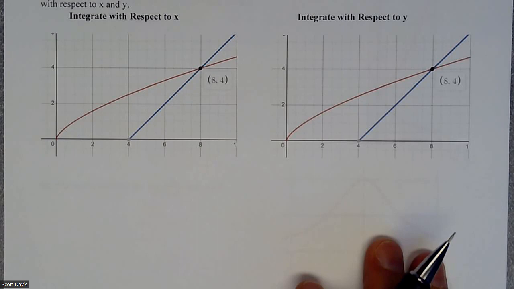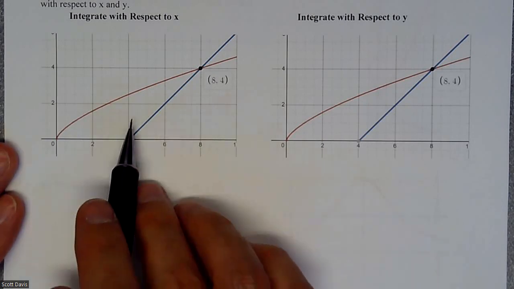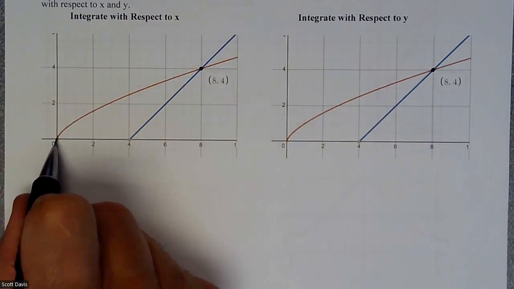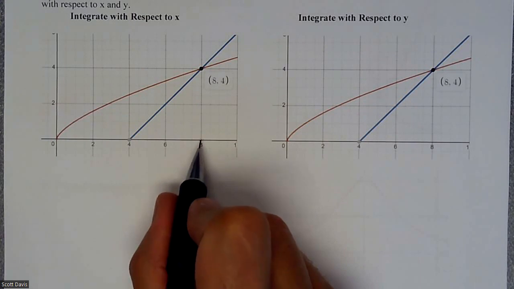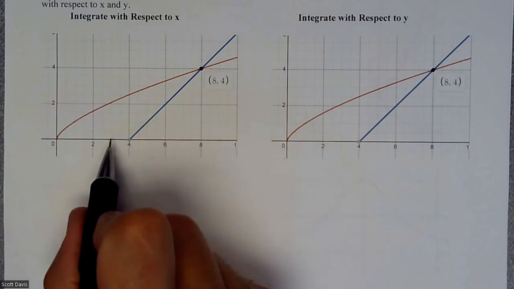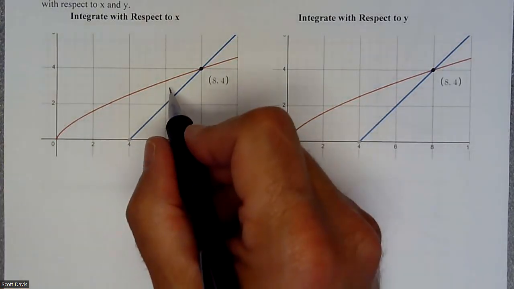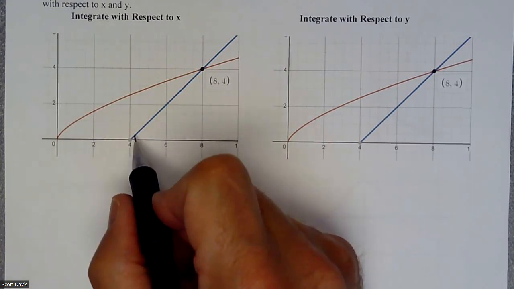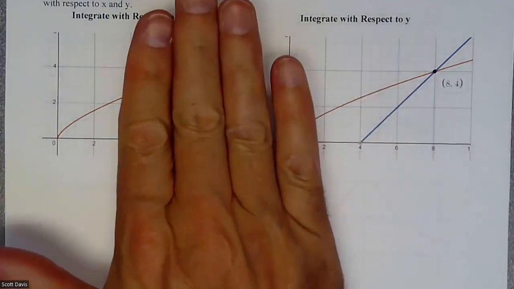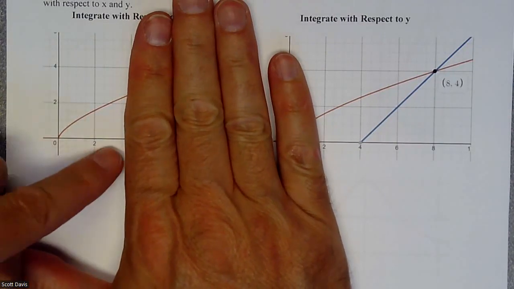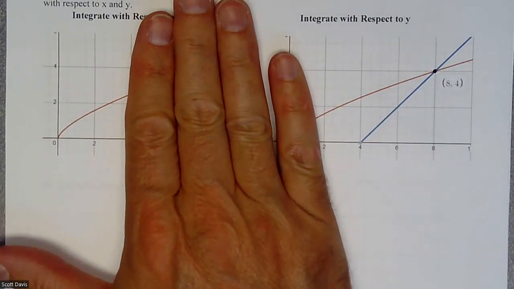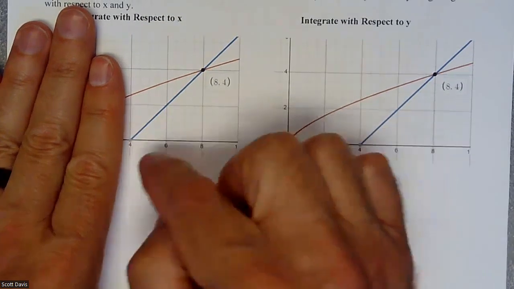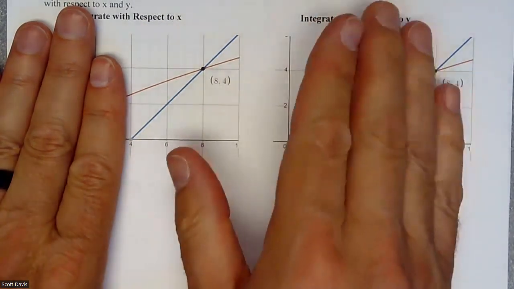So here's the problem with finding it with respect to x. When we do this, we're going to be finding the area under the curve from 0 to 8. But the problem is that when we do this, we're finding the area between the curves. Well, there is no between the curves on that section. So what we could do is find the area under the curve from 0 to 4 on that 2/3 power one, and then find the area between the curves from 4 to 8. Right, that's one way to do it.